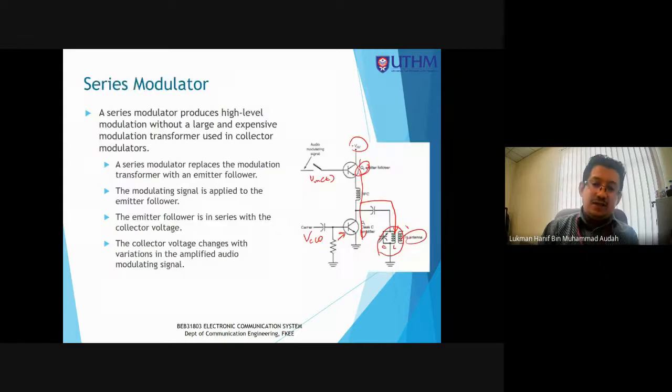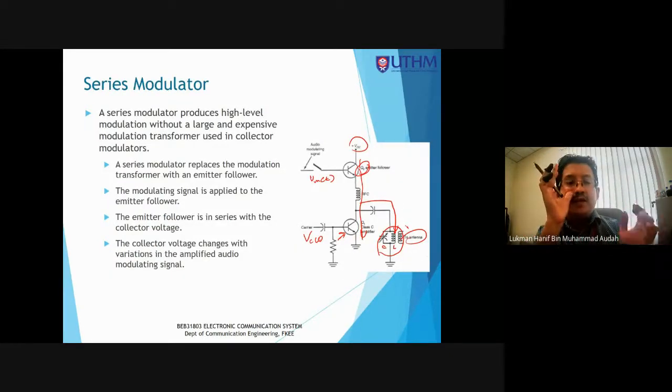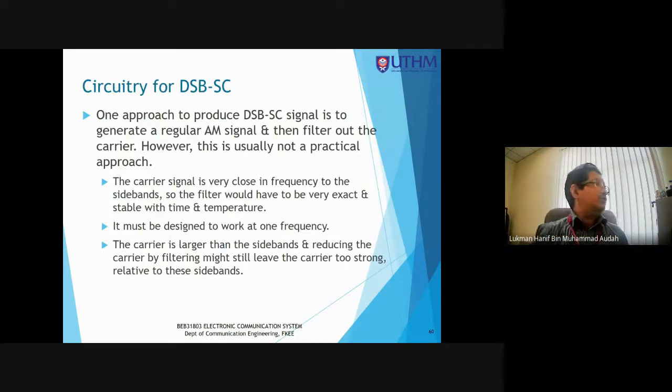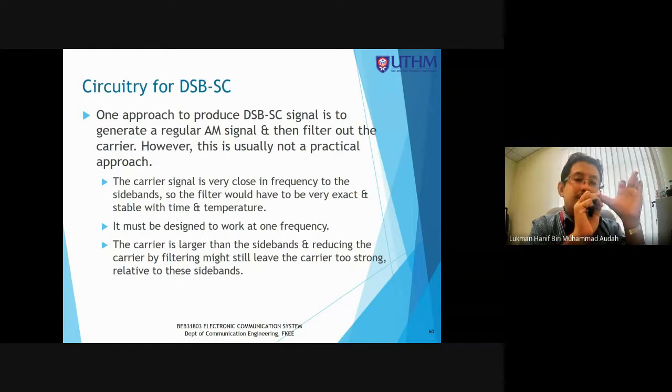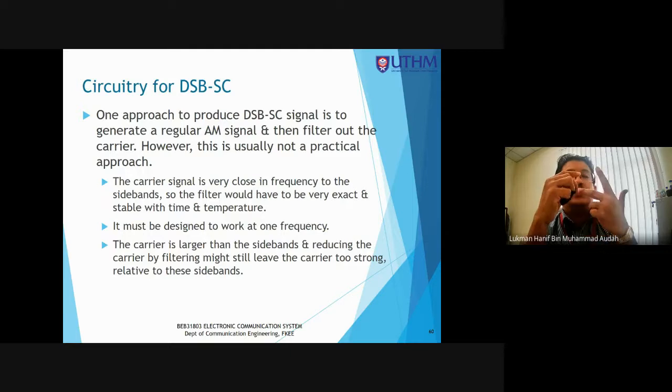So tadi kita dah lihat circuit untuk double sideband full carrier. Now, what about if we want to produce a double sideband suppressed carrier? Tadi nak hasilkan double sideband full carrier, kita dah lihat low level modulator, ada jenis diode modulator, ada jenis transistor modulator. Kemudian kita dah lihat high level modulator, tadi ada series modulator dan juga collector modulator. Ini untuk menghasilkan double sideband full carrier. Now, what about double sideband suppressed carrier?